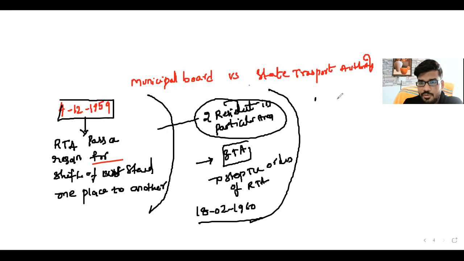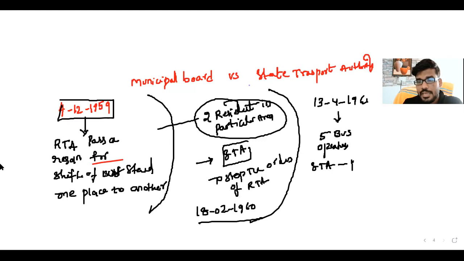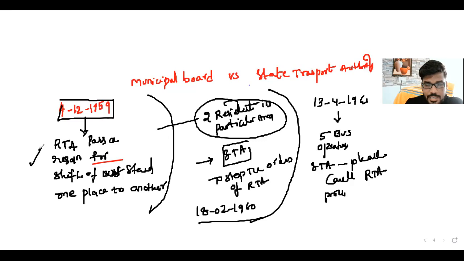What happened on 13/4/1960? Five bus operators approached the State Transport Authority: please cancel the RTA process, where the RTA took the resolution to shift the bus stand from one place to another. First, the two residents went to the State Transport Authority and were rejected. After that, on 13/4/1960, five bus operators approached the State Transport Authority: please stop that activity.